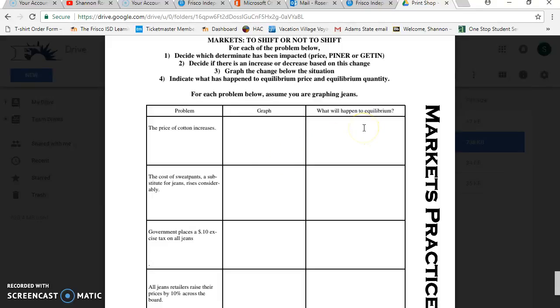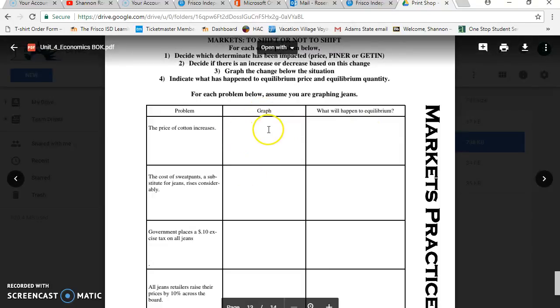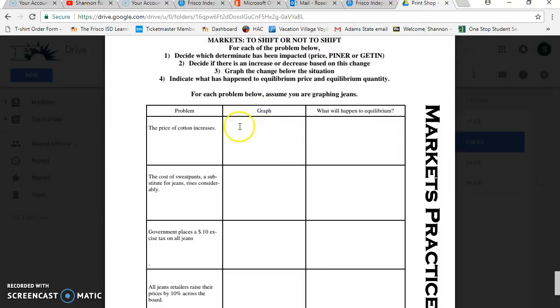Then you identify what would happen to your equilibrium. So I know I don't have it graphed here in front of you, but just kind of imagine if the supply curve shifted to the left, my equilibrium price would fall, and my equilibrium quantity would also fall from S to S1. Does everybody see that? So over here, you would write equilibrium price down, equilibrium quantity down.